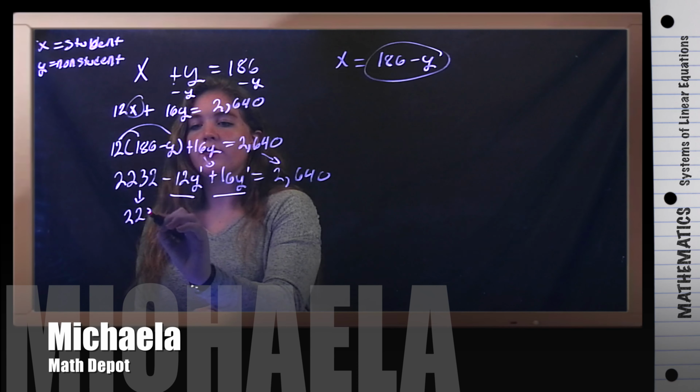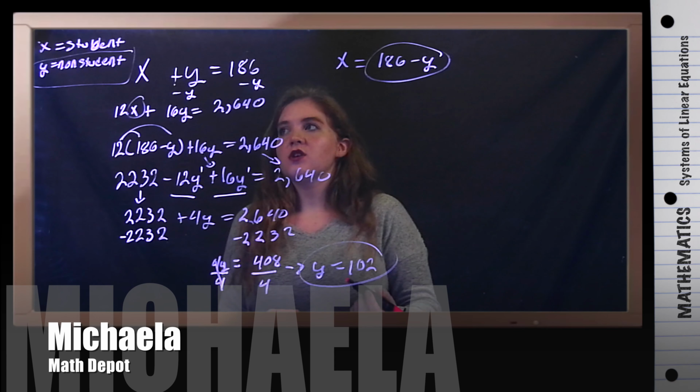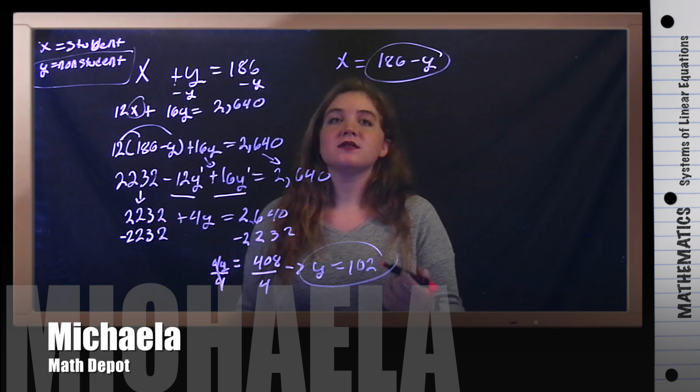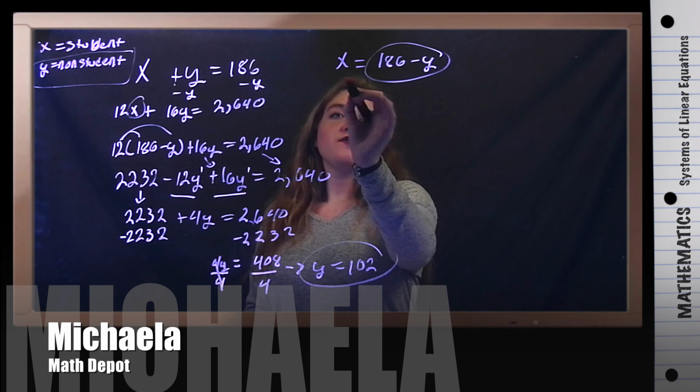102. So y was the amount of non-student tickets sold, right? It says it right up here. Okay, so since we solved for non-student, now we want to solve for student, which were our x. We solved for x over here, so we can just plug in our y right there. So x equals 186 minus 102, which would be 84. So x equals 84. So that is our number of student tickets sold.